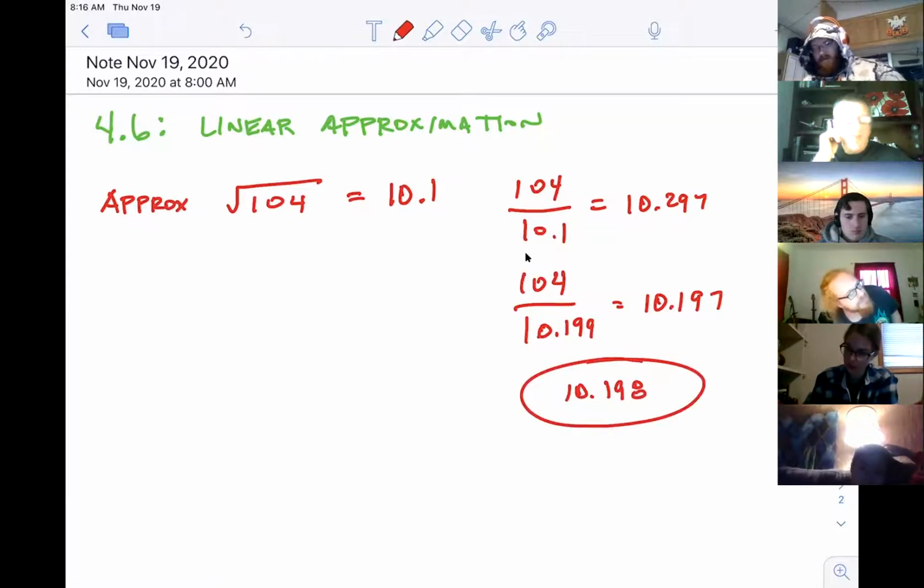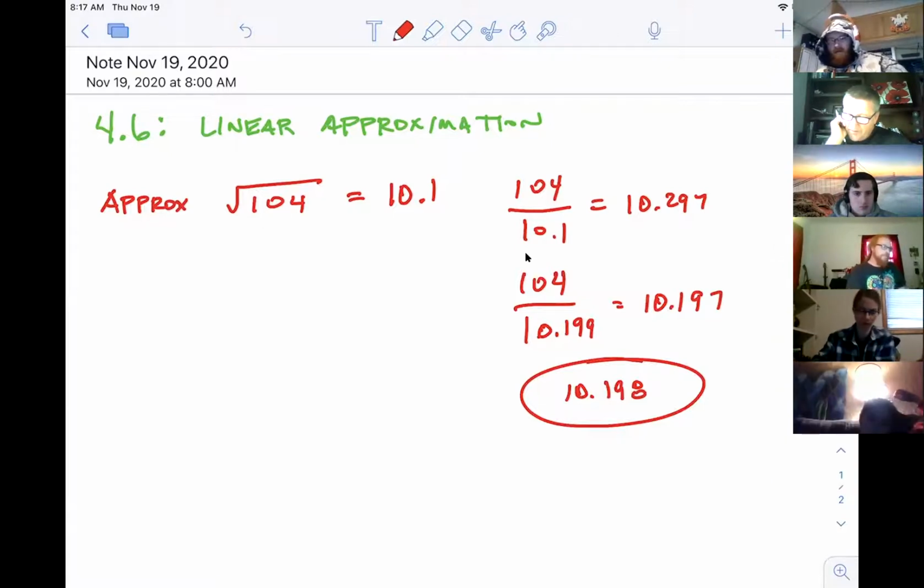Would you agree that since I got 10.199 for the average of the previous answer, and then when I divided, I got 10.197, that 10.198 is darn close now? So that's kind of the process that a calculator goes through. But that's not very sophisticated, because you're taking an average and so forth.